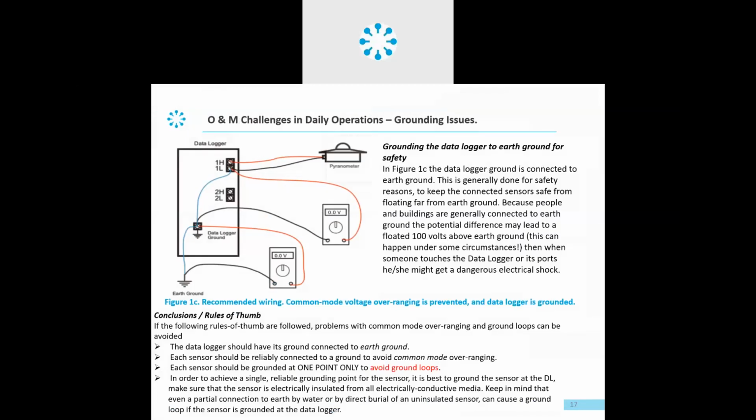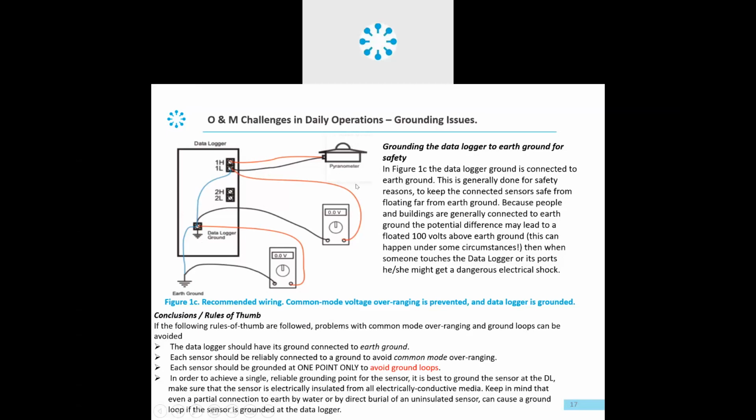Third point is again very important to consider. Each sensor should be grounded at one point only, which means the sensor should not be grounded from this wire here as well separately, and should not be grounded like this here as well separately. Otherwise, this will lead to wrong data always.